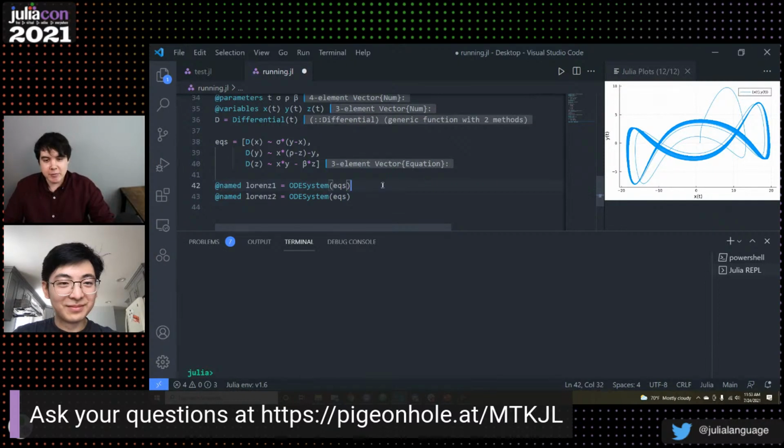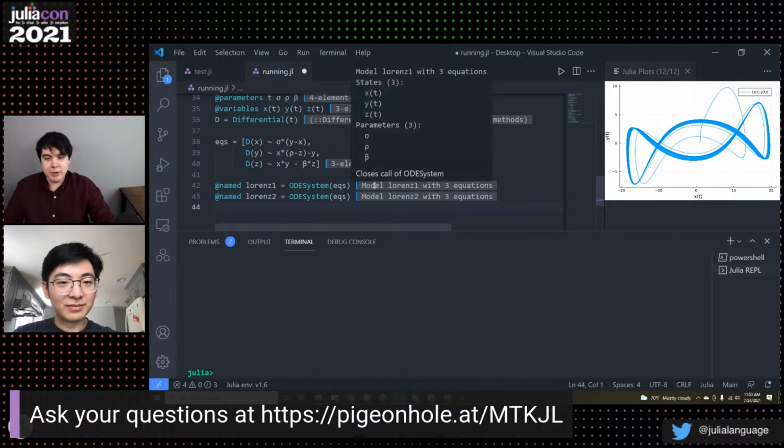And what I'm going to say is I'm going to have one ODE system which is called lorenz1. I'm going to have another ODE system called lorenz2. So these are, at this point, the same symbolic equations, but now I want to define some kind of mixture between them, right?